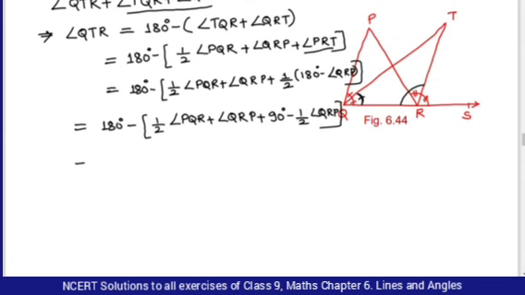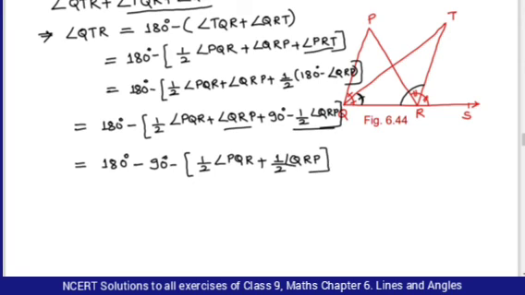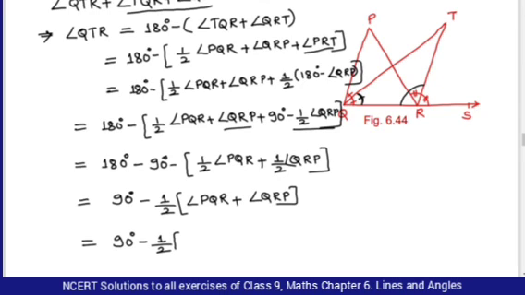So again, we are going to simplify this. 180 minus, take 90 outside, and in bracket half of angle PQR plus half of angle QRP. Now this is equal to 180 minus 90 is 90, and take this half outside, then remaining is angle PQR plus angle QRP. Now this is equal to 90 minus 1 by 2 in bracket.